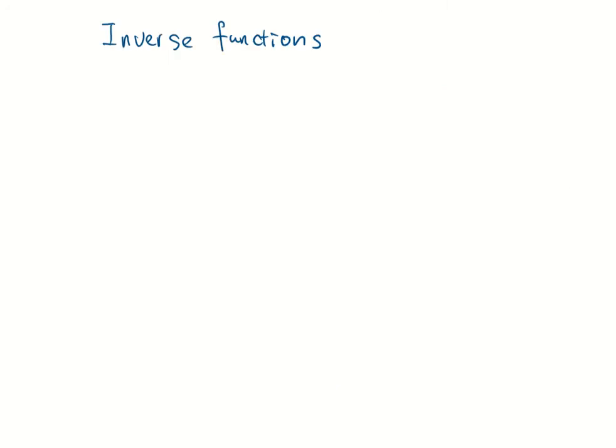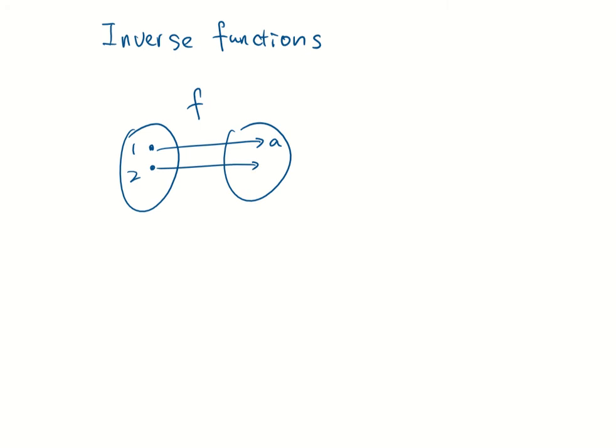Now that we know what a one-to-one function is, we want to introduce the concept of an inverse function. Actually, only a one-to-one function can have an inverse function. Say we have a function f that maps 1 to a, 2 to b, and 3 to c, and the inverse of f is a function. We use the symbol f to the -1 for the inverse of f.